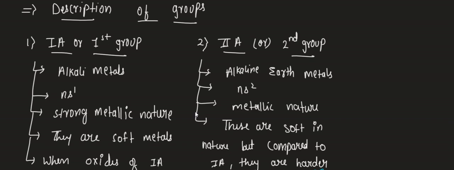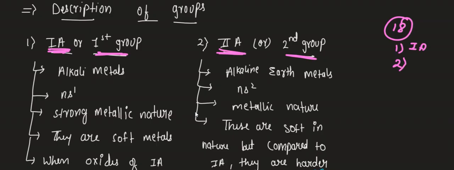Okay, what they have given? Description of group. First group is also known as 1A group. We'll study it like a comparison. Second group is also known as 2A group. There are total 18 groups. Out of that, we are going to study the first one and second one. First one is also known as 1A. Second one is also known as 2A.